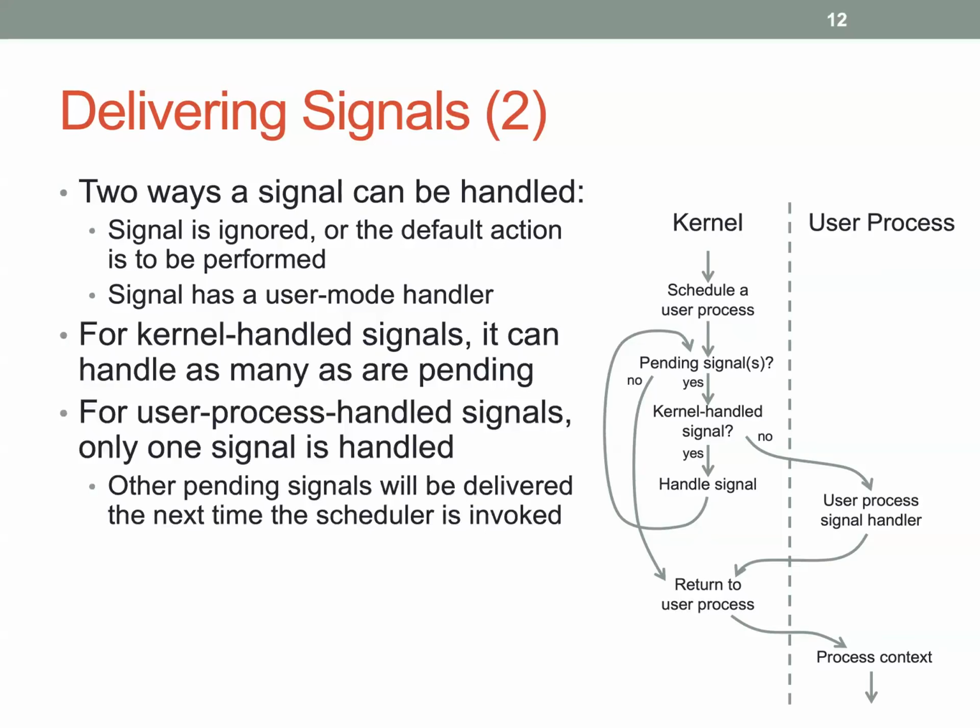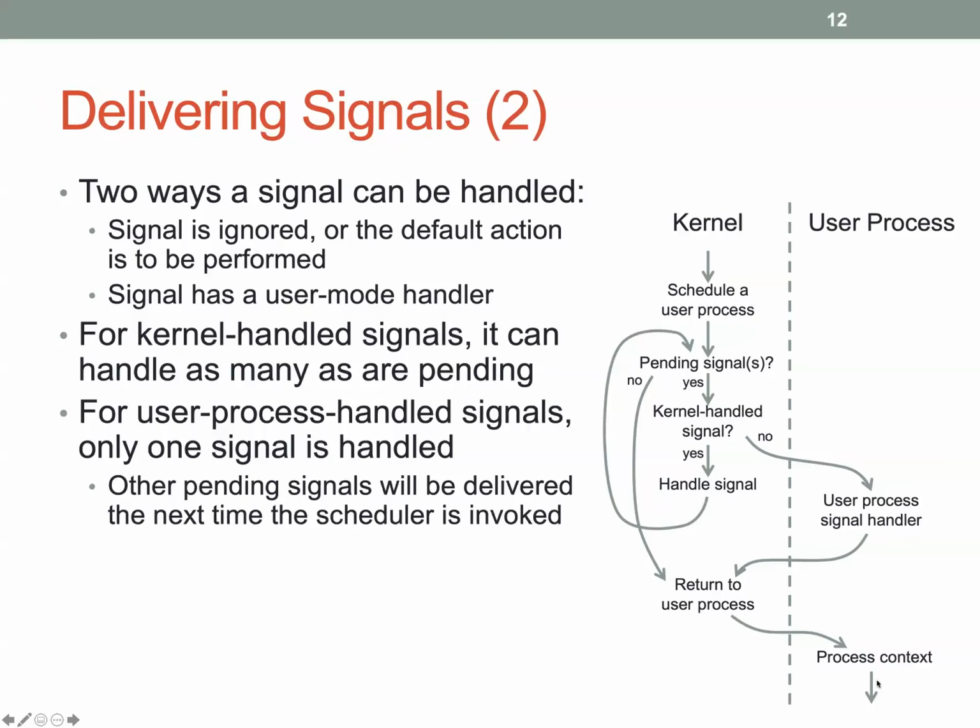So if you have user process handled signals, it's a little bit more involved. You'll notice that we do this thing. Is it a kernel handled signal? No. Okay, we've got to go back into user mode, run the signal handler, and then we come back into kernel mode for some reason, return to user process, and then we go back to the normal operation of the process.